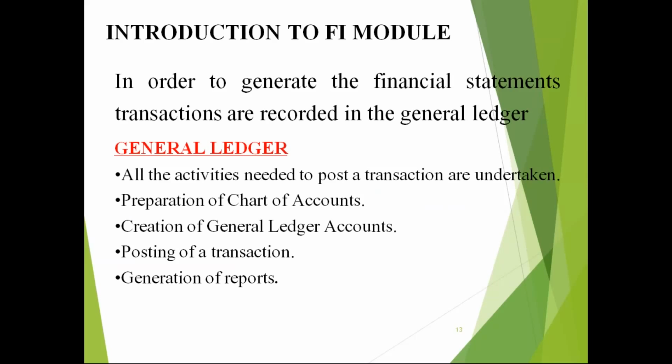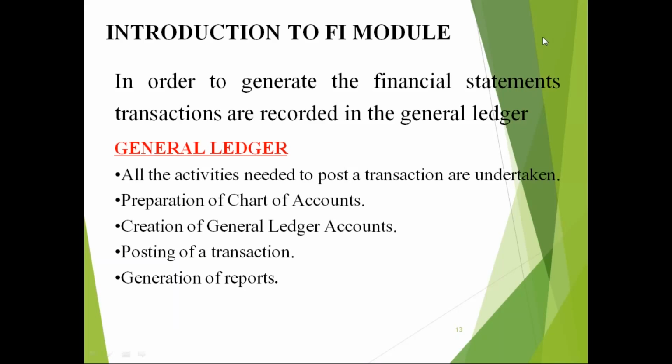Whatever I'm recording in these sub-ledgers will be a part of my profit and loss account and balance sheet. So in order to generate the financial statements, transactions are recorded in the general ledger. I'll be first recording the transaction at the GL level. So what do we do in the GL? What is the purpose of a general ledger? All activities needed to post a transaction are undertaken here.